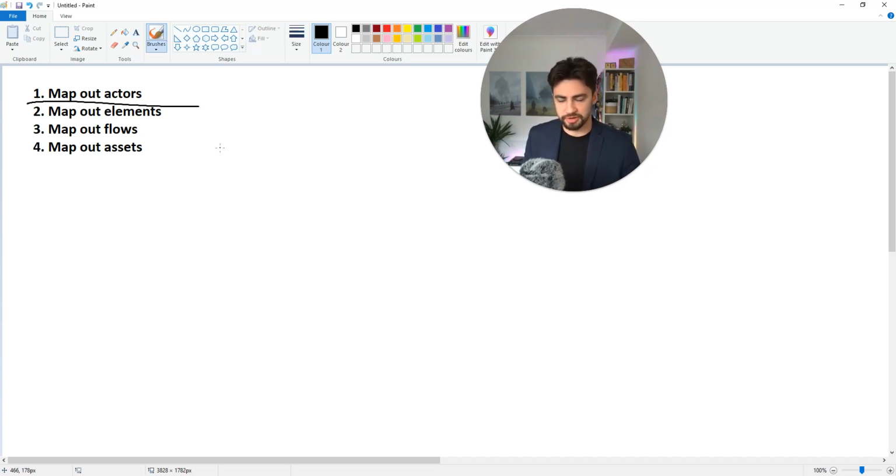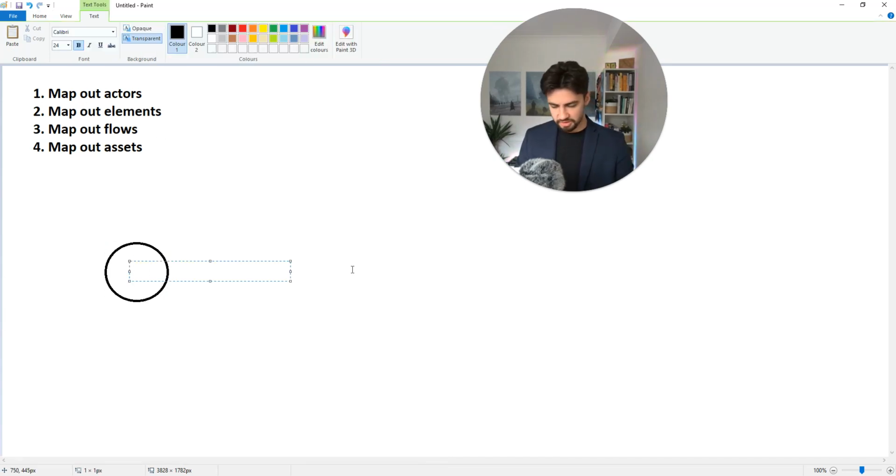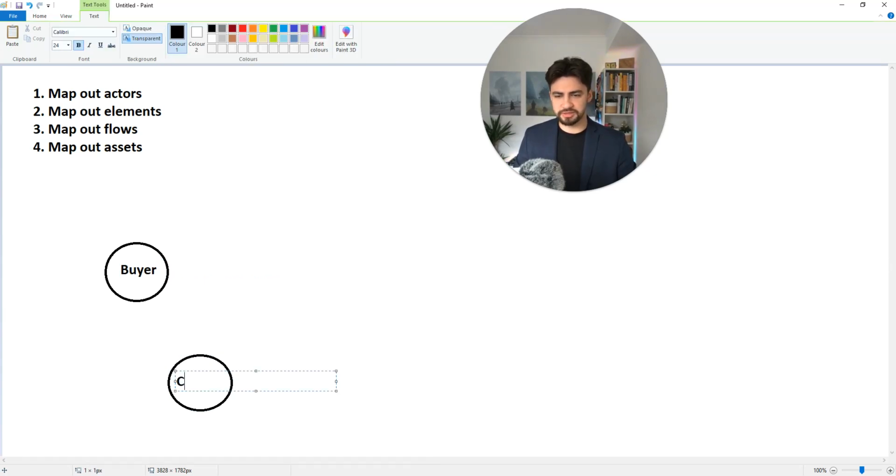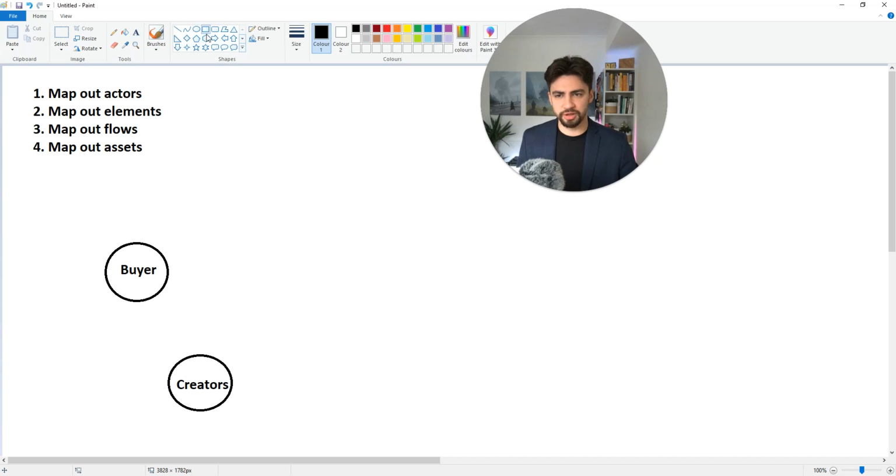Number one is you map out the different actors. Let's say you are an NFT marketplace, right? Let's say you're an AI agent marketplace, right? So you need to map out all of the actors. So who are the different actors? Number one, you have the buyers, right? The buyers of the AI agents. Then you have the sellers, or the creators of the AI agents, right? So they create them, then they upload them onto the marketplace.